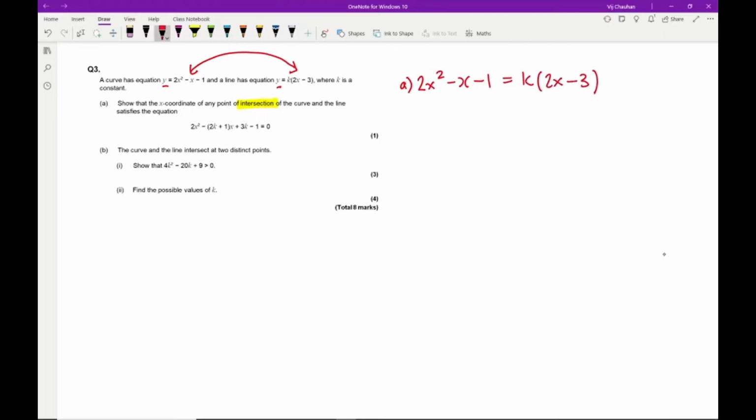Now this is only worth 1 mark, so we're going to try and do this as quickly as possible. There is going to be a fair bit of work, but generally speaking it should only take you about a minute to do. So first thing we want to do is expand the bracket. So here I've got 2kx minus 3k, and I've got 2x squared minus x minus 1, and then you want to take all of this onto one side, because obviously it makes it equal to 0. So I've got 2x squared minus 2kx minus x minus 3k minus 1 equals 0.